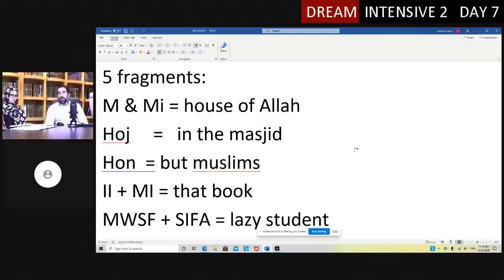Are any of these sentences? No. A lazy student should work harder. Now that's a sentence. So-and-so is a lazy student. That's a sentence. But by itself, all of these are what? Fragments. Is that much clear why I call them fragments? I need some yeses.